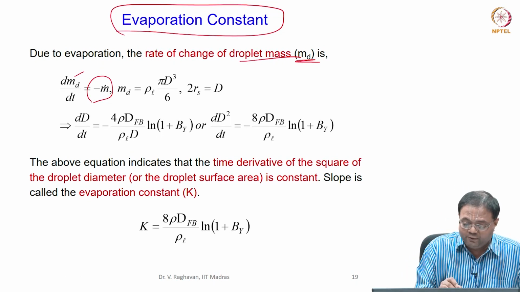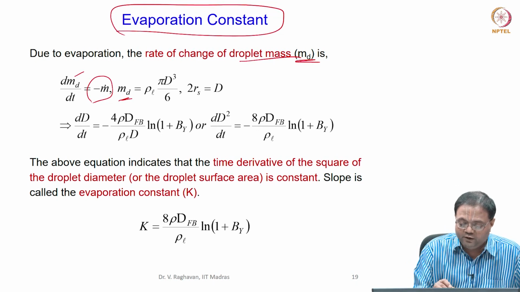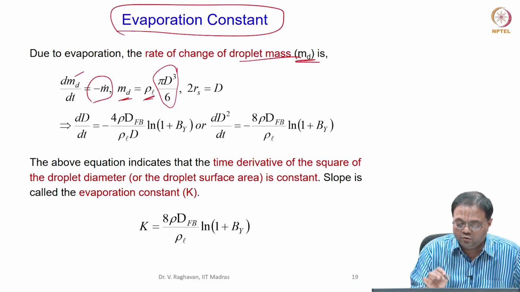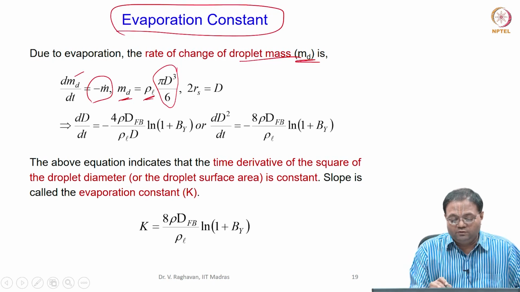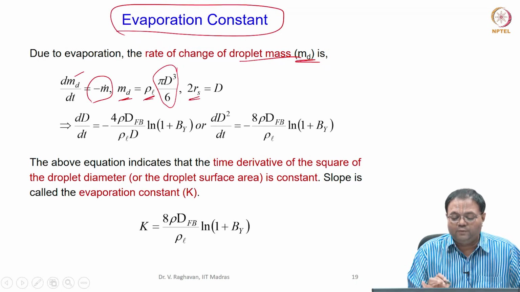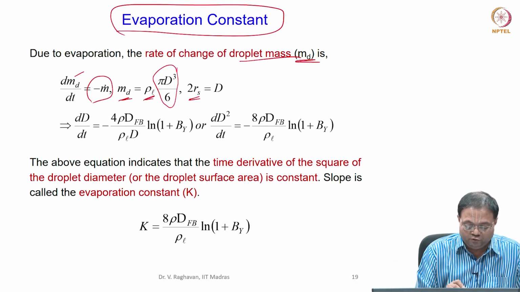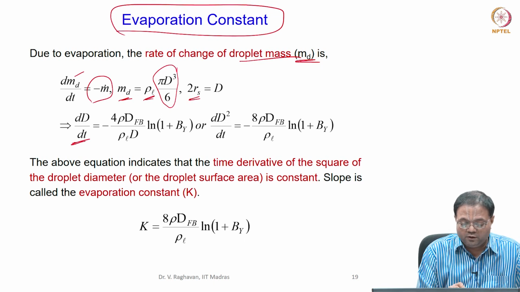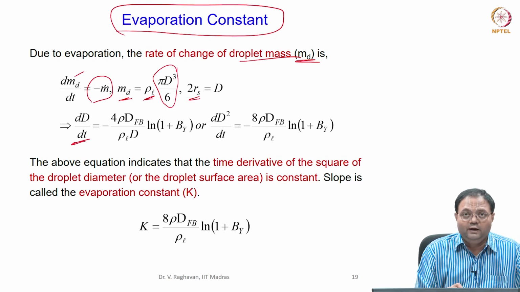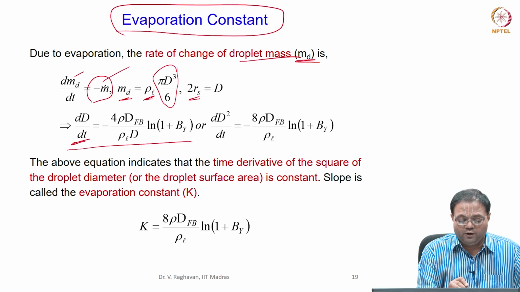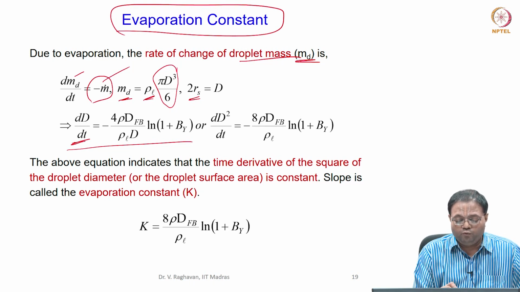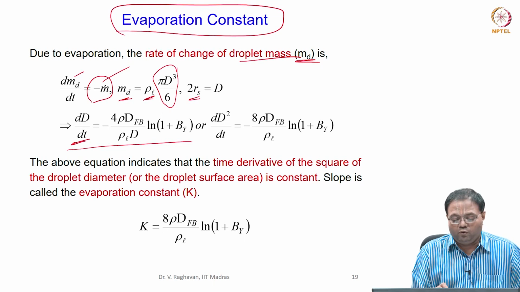In turn, m_d, the mass of the droplet, can be written as liquid density into pi by 6 D cubed, the volume. So, density into volume of the liquid droplet. Please understand that D is nothing but 2 times R_s, and R_s is a function of time, so D is going to be a function of time. Now substitute here: dD by dt will be written in this way, because you know the expression for this. So using this expression, I am writing this: 4 times rho D_FB by rho_L D, minus, into natural logarithm of 1 plus B_Y.